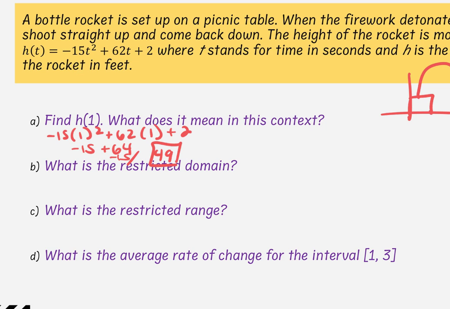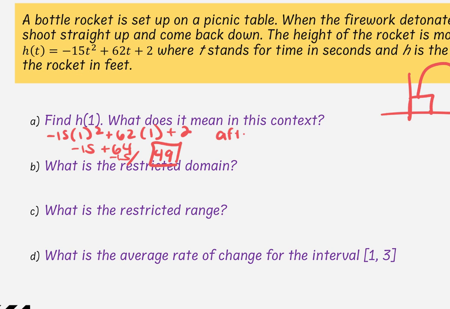So now we're talking about the actual real world scenario, and we have to talk about the input and the output. So what does the 1 represent in this model? Time in seconds. Good, I heard both. And what does the 49 represent? The height of what? A rocket in feet. Good. So all of that has to come together.